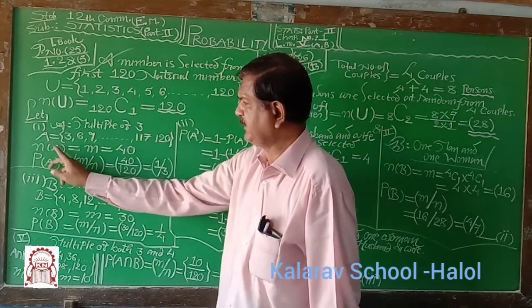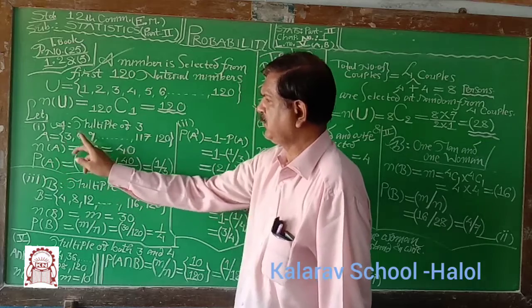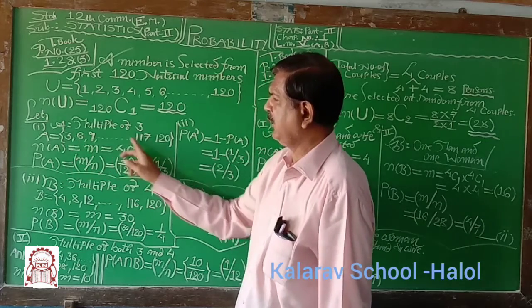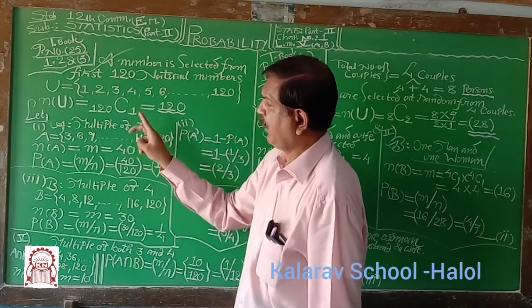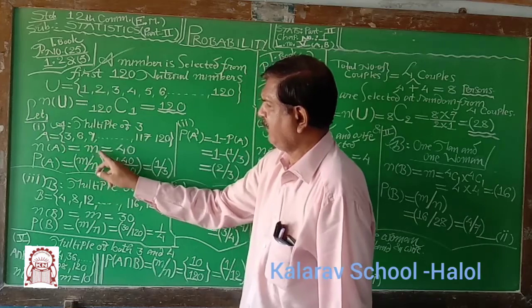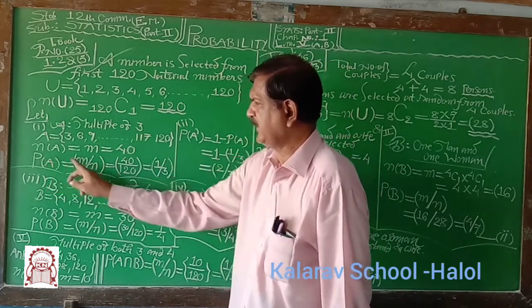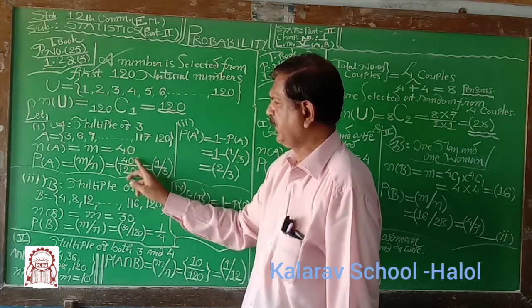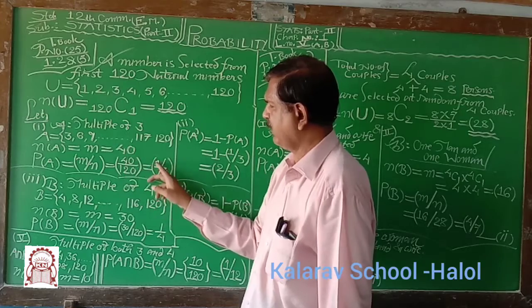Therefore, the number of elements in A, m, equals 40. Right? If you count these numbers, number 1, number 2, number 3, this way, these are the favorable outcomes in favor of A, the number of sample points in A, and m equals 40. Therefore, probability of A is m by n, m is 40, total outcomes 120, the answer will be 4 upon 12, which means 1 upon 3.